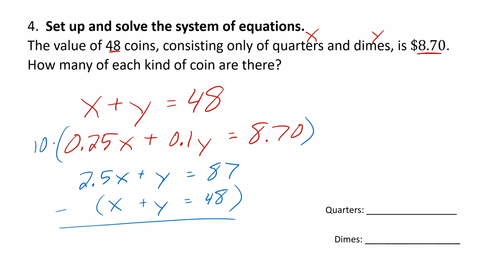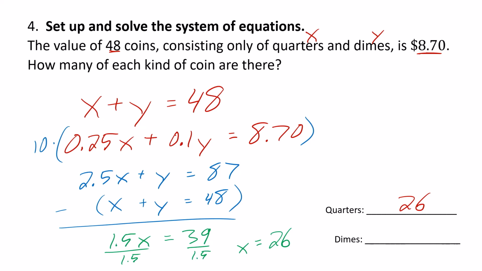So if I go ahead and do that subtraction, this will now turn into 2.5 take away 1 would be 1.5 x equaling, and then 87 take away 48, that's going to give me 39. And then the last step will now just be divide that 1.5 over, and 39 divided by 1.5 gives us an x of 26. So I know for our answer over here in the bottom right, I know that the number of quarters is now going to be 26.